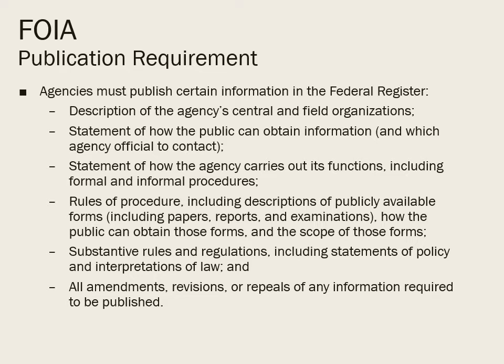Agencies also have to publish on a regular basis a description of their central and field offices, basically where they're located and how you can access them, a statement of how the public can obtain information, and that's got to include a phone number and an email address for an agency FOIA office. Agencies also have to publish statements about how they carry out their functions, including their formal and informal procedures, how agencies can get documents related to those procedures, and then their interpretations of their regulations. And then, of course, anything that gets added, removed, or changed in previously published information also has to be published again in the Federal Register. So that's the FOIA publication requirement.